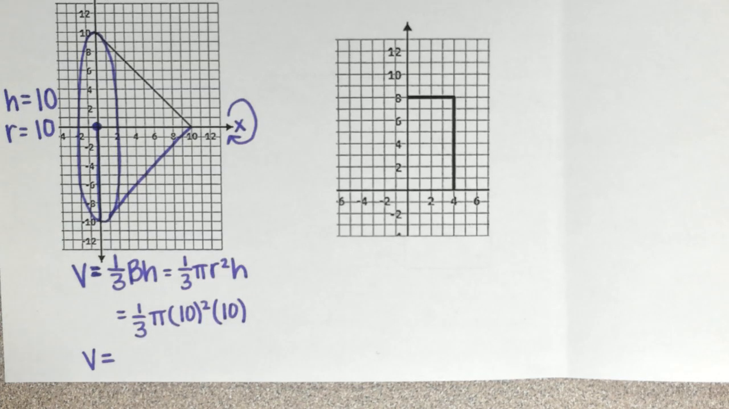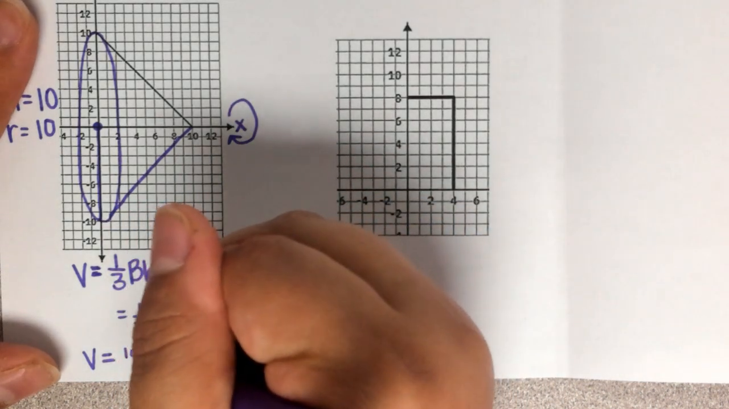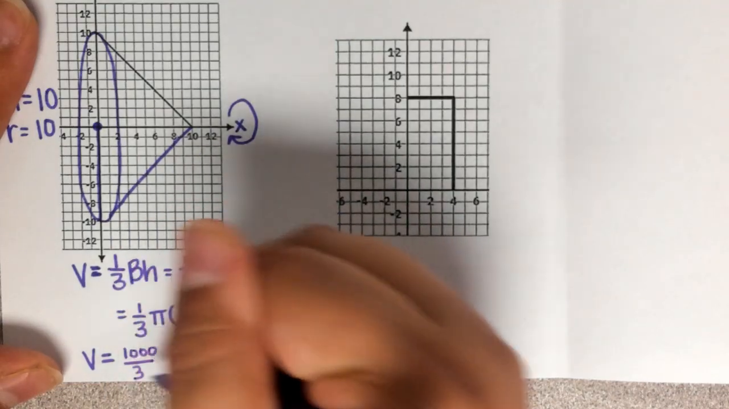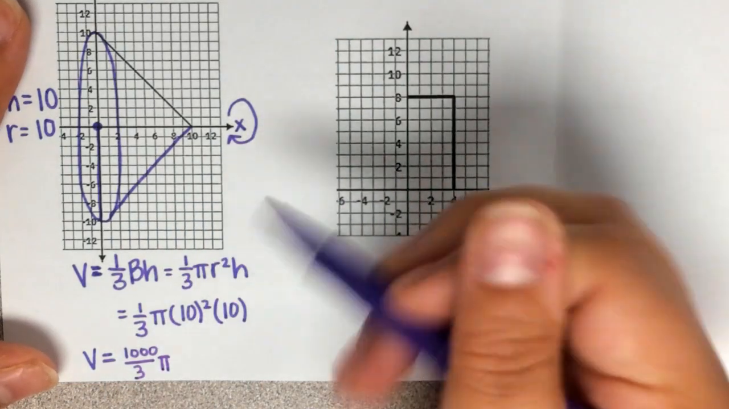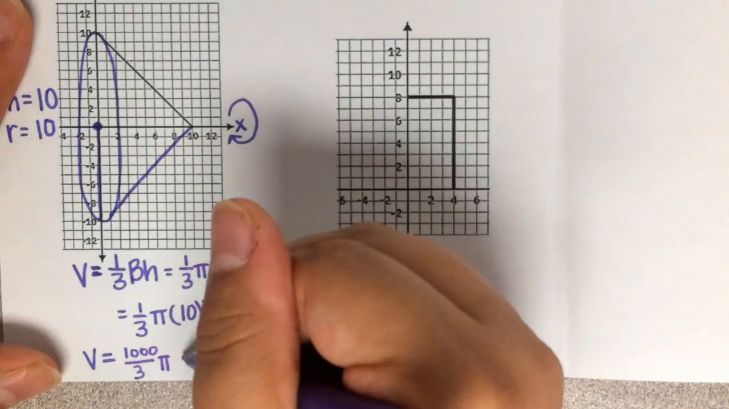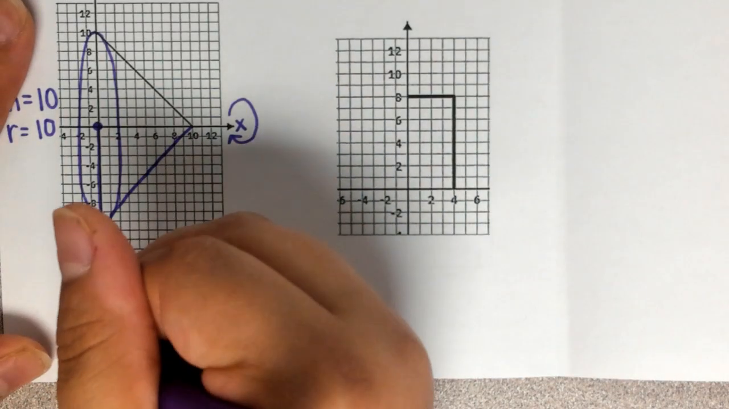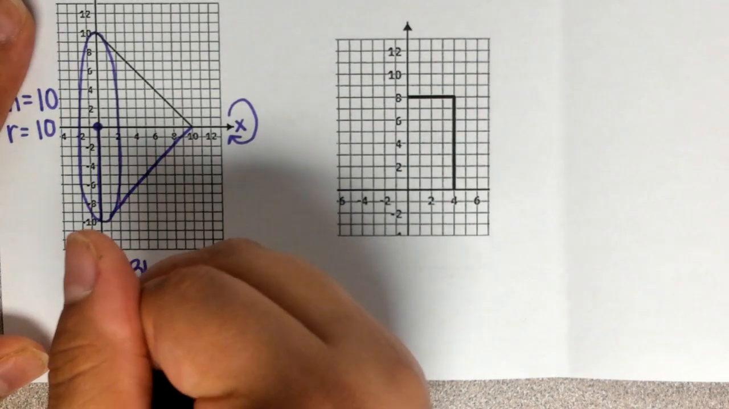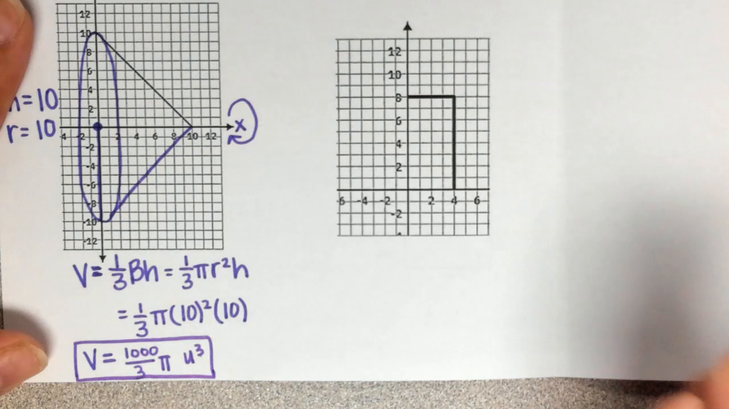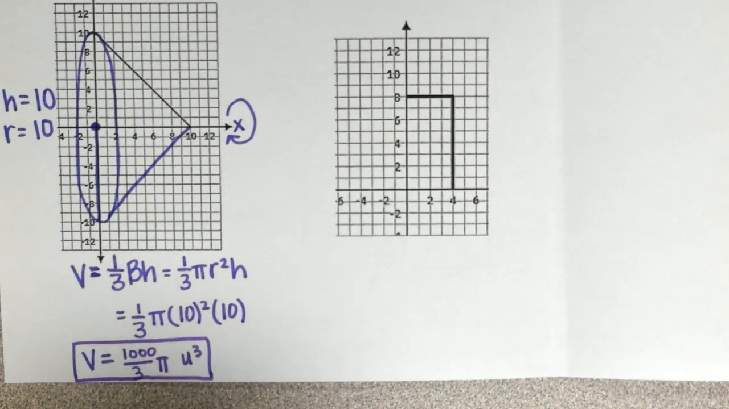Okay, that's disgusting, right? So I don't want that. What do I want? A fraction. So what's my answer? So my answer is not just 1,000 over 3. What is it? 1000/3 pi. And then we're on a graph, so we're just going to write units cubed. Do I have any questions? Okay.